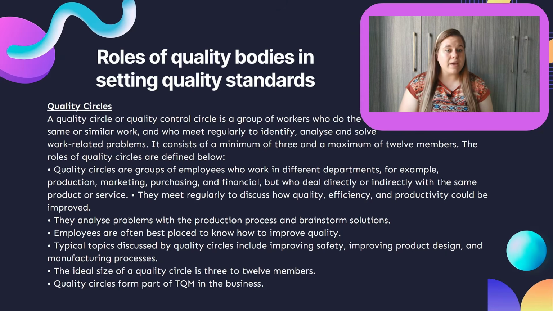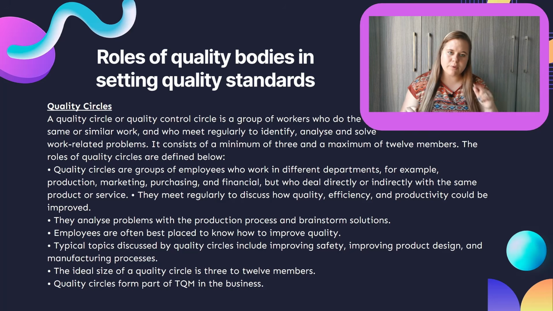All right, then we have quality circles. A quality circle or quality control circle is a group of workers who do the same or similar work and who meet regularly to identify, analyze, and solve work-related problems. It consists of a minimum of 3 to a maximum of 12 members. The roles of quality circles are defined below.